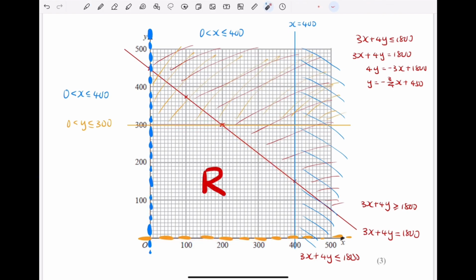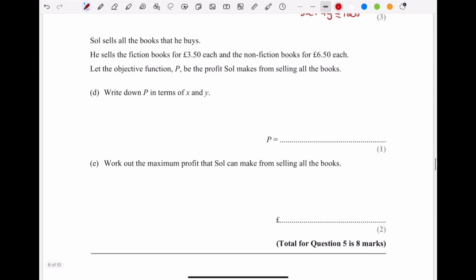Okay, so now Sol sells all the books that he buys. P is the profit he makes. From the previous part, we know that these books cost him less than or equal to £900.